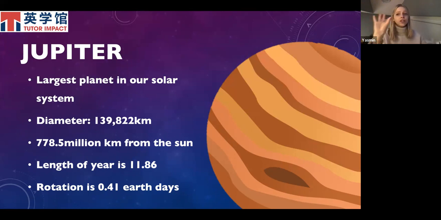However, the rotation time for Jupiter is much quicker. It's 1.41 Earth days. So their day is much shorter than ours, under half. So it takes them much less time to spin around.